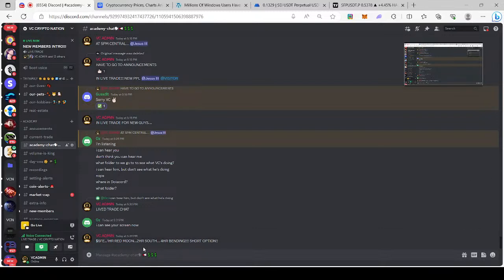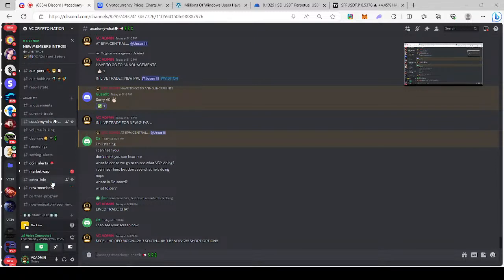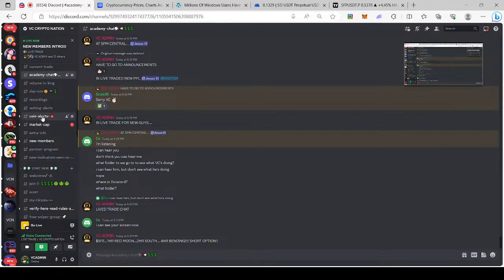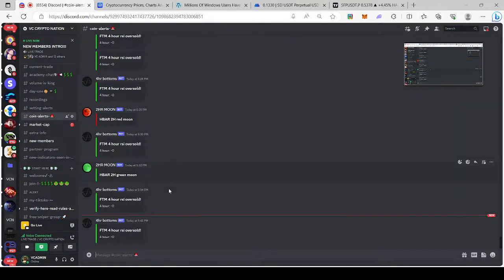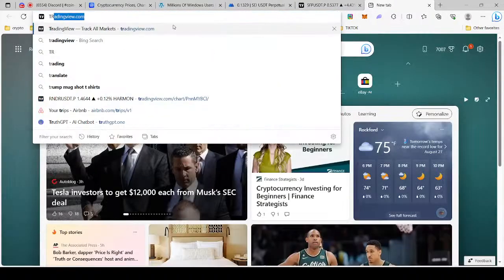Here's an option, right? The other options are to slide into, if you don't know, if you're not looking around or didn't check that, you can do a quick coin alerts. And on here you have Phantom as a 4 hour RSI oversold, right? So let's slide over to Trading View.